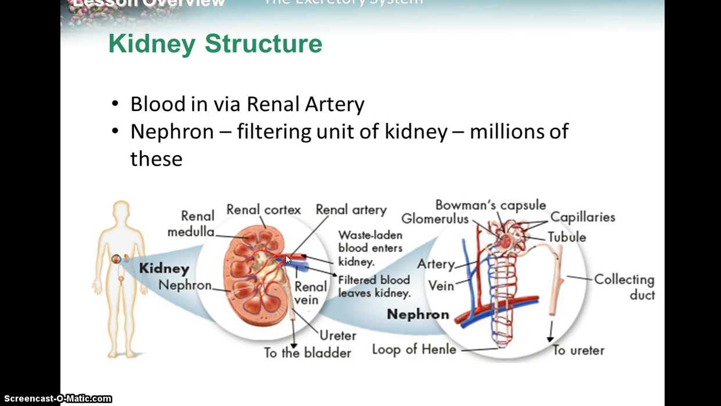The nephron is the filtering unit of the kidney, and you have millions of those. So way on the right, where there's a little blank after the bracket, it says filtering unit of the kidney. Please write nephron. And then we're going to see that the nephron is made of a couple of different parts.